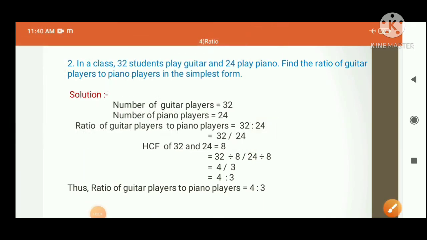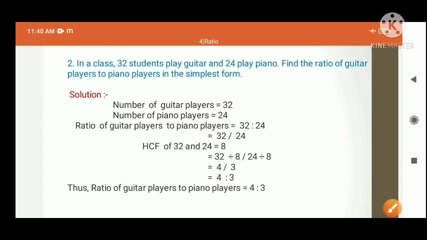Hi student, let's see second word problem from exercise 2. So first we will read it. In a class, 32 students play guitar and 24 play piano. Find the ratio of guitar players to piano players in the simplest form. So let's see the solution of this word problem.